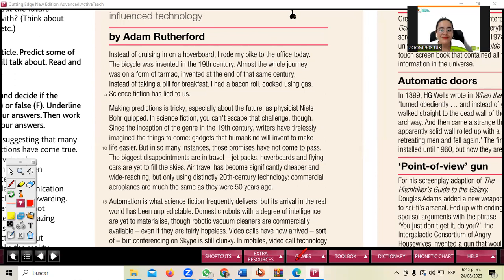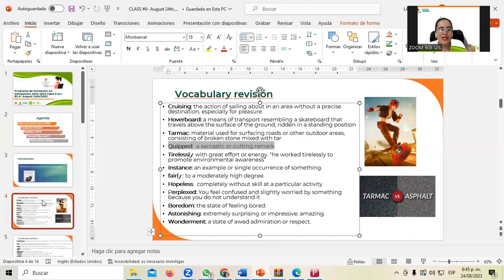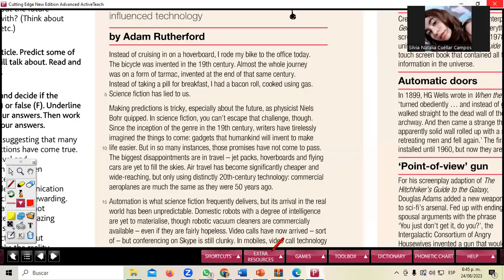Tarmac. This is where I test if you listen to me or not. Remember, what is tarmac? This is tarmac, okay? Similar to asphalt, but not the same. Yeah, quipped is a verb, Julian. Teacher, the pronunciation of the word physicist? Physicist. Yes, a bit difficult. Physicist. Yes, it's like physical. Okay, a physicist. Yes, thank you, teacher.